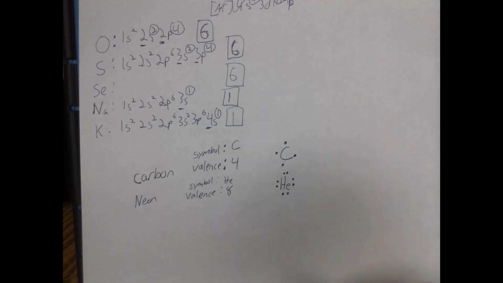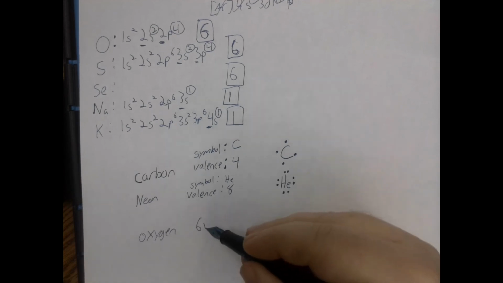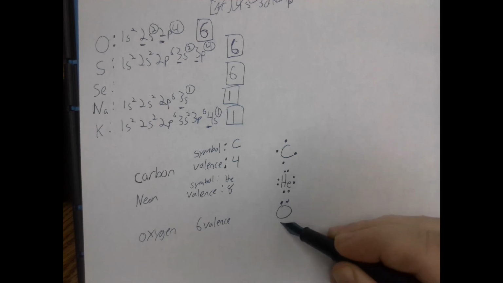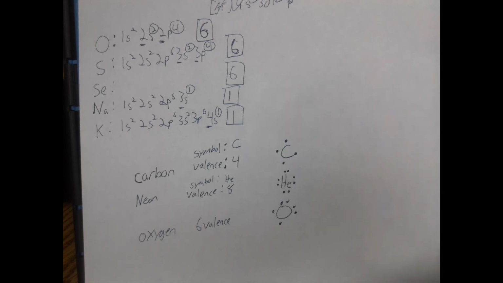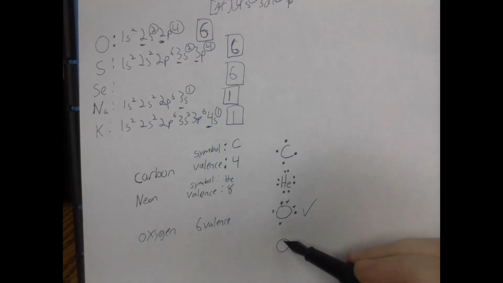Let's do one with 6. Let's look at oxygen. Oxygen has 6 valence electrons. It doesn't matter how, so this is acceptable. It's better to begin by putting 1 dot on each side before you start putting the other dots. This is acceptable.